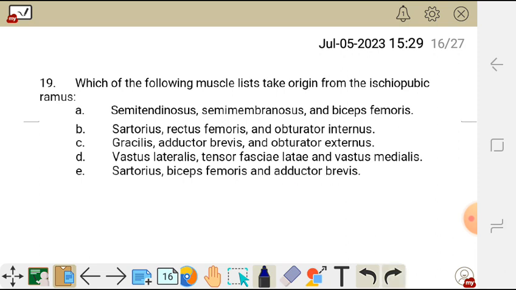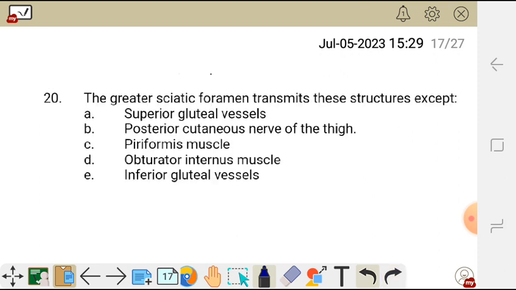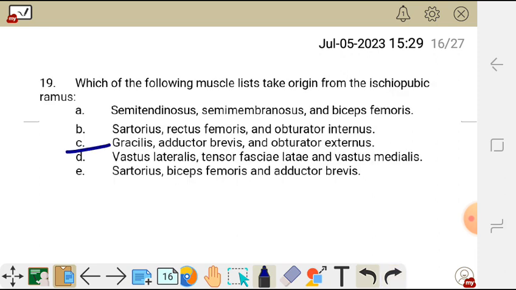So the list of muscles which take origin from the ischiopubic ramus is C: the gracilis, adductor brevis, and obturator externus. This is the list of the muscles which take origin from the ischiopubic ramus. So question 19, the correct answer is C.